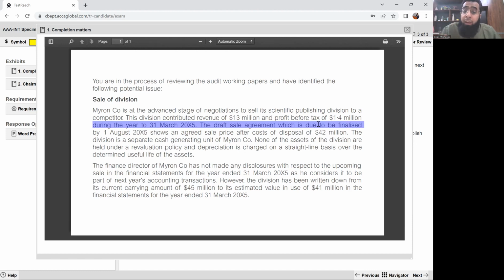Active location of buyer is being done. So yes, the deal is nearly done with the competitor. So active location of buyer is being done. The asset is in saleable condition.